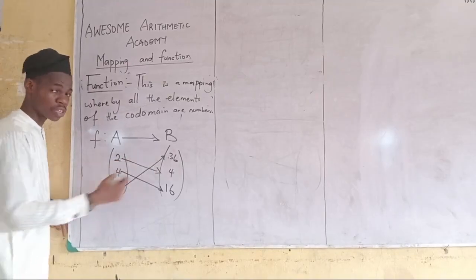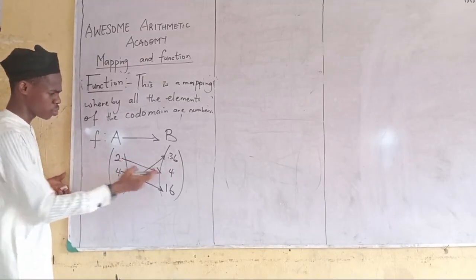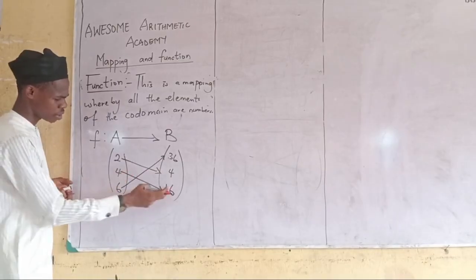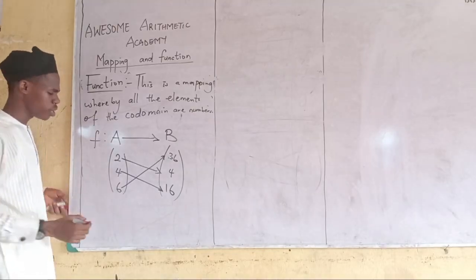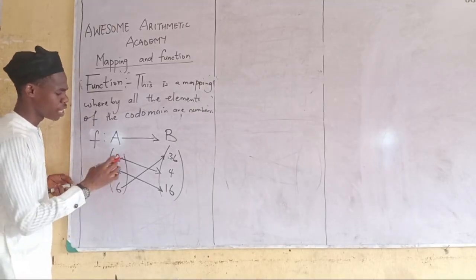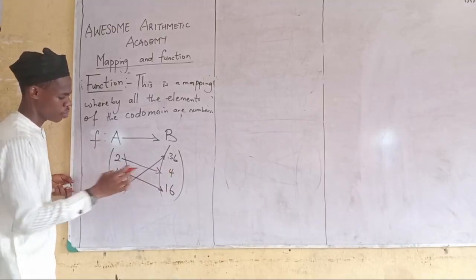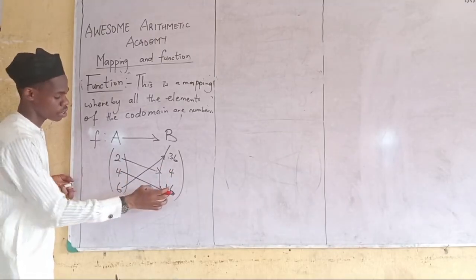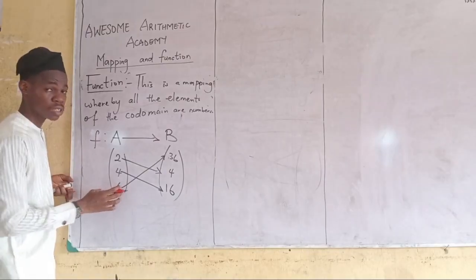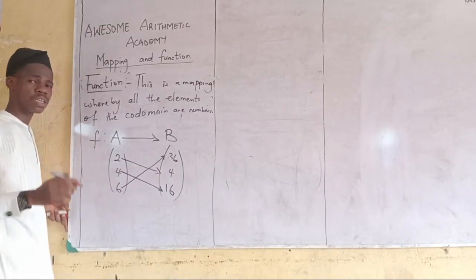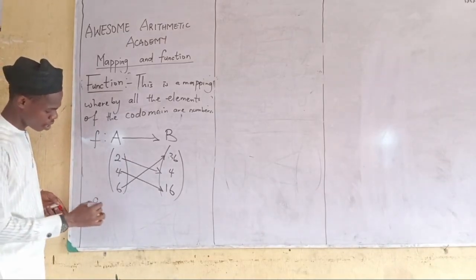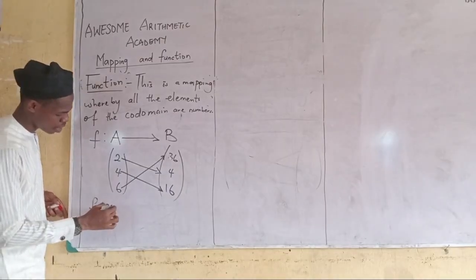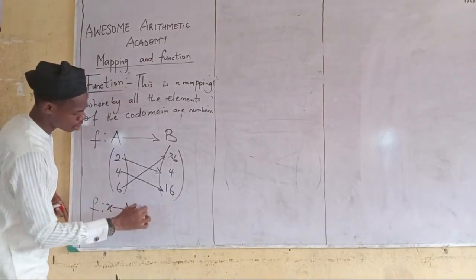Or let's try and solve this: what will make 2 turn to 4, 4 to 16, and 6 to 36? If you think very well, you see that when I square 2, I will get 4. When I square 4, I will get 16. And when I square 6, I will get 36. So in that case, our function can be, given that f of x is x squared.